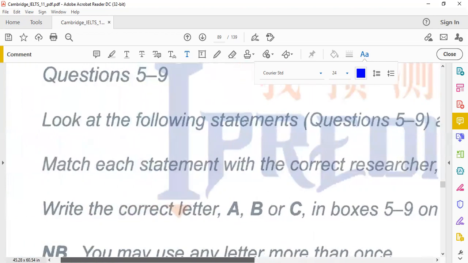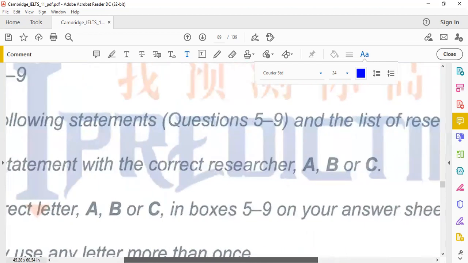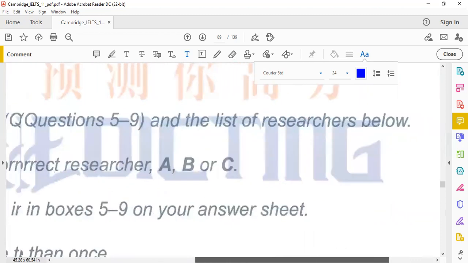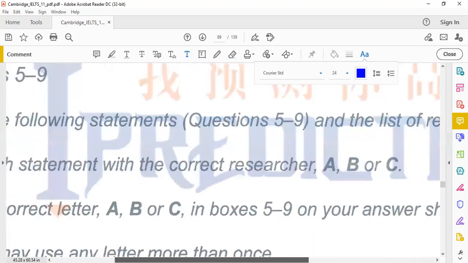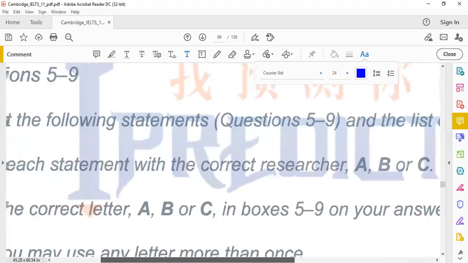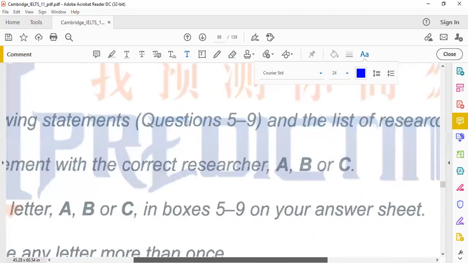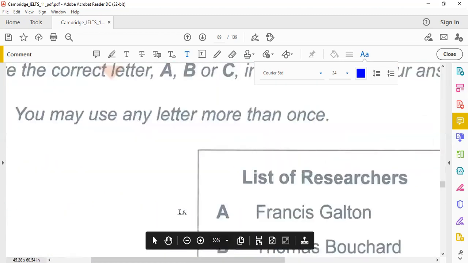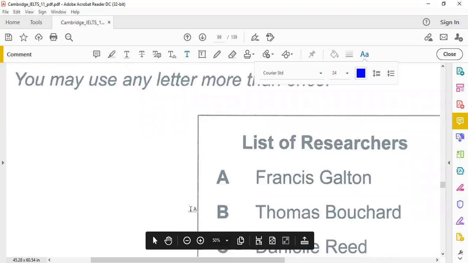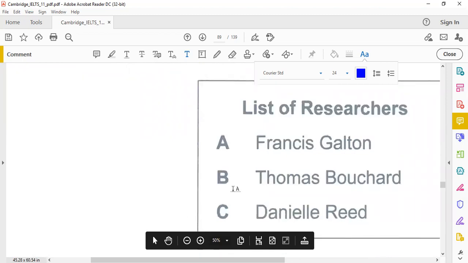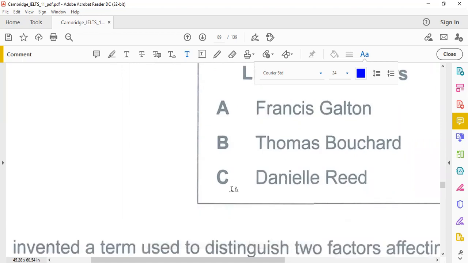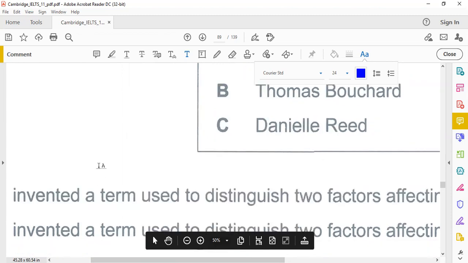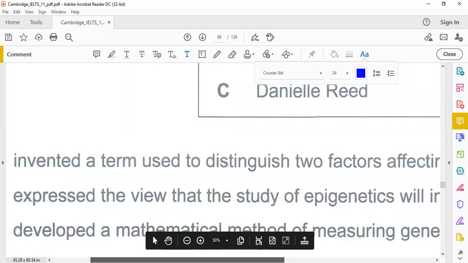So look at the following statements, question 5 to 9, and the list of researchers below. So there are 3 researchers and they have been given by name and you have to write A, B, C. Match each statement with the correct researcher A, B, or C. So researchers' names are given here. A means Francis Galton, B means Thomas Booker, and C means Daniel Reed. So we have to identify which statement relates to which scientist.